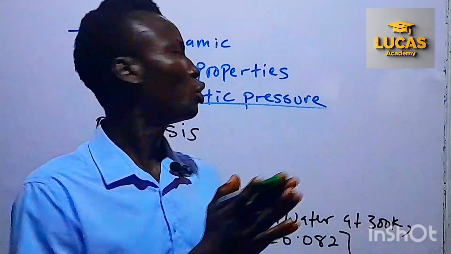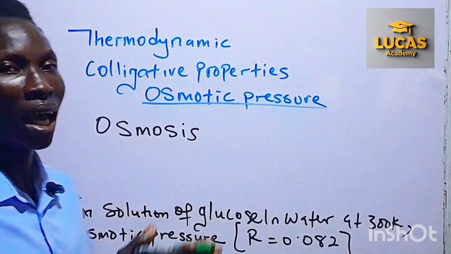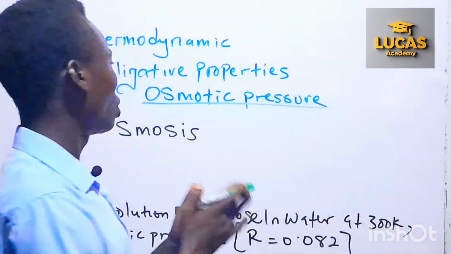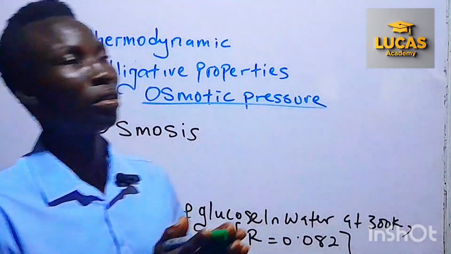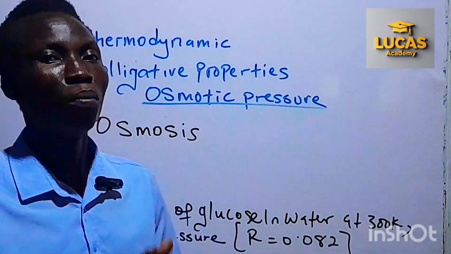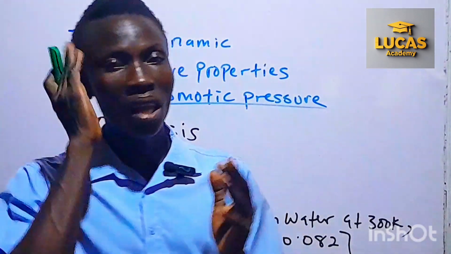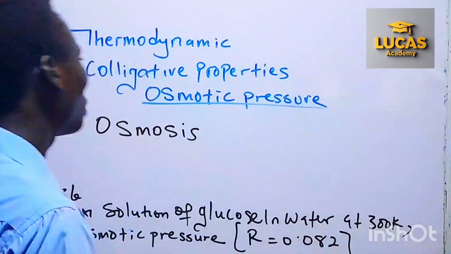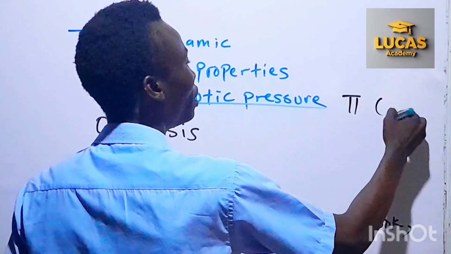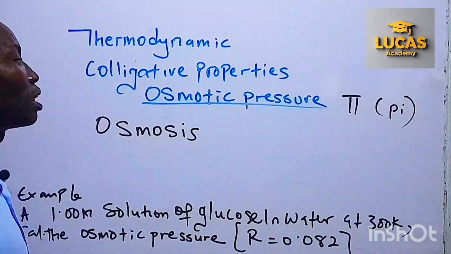Now let's talk about osmotic pressure. Osmotic pressure is the pressure that must be applied to counteract what we call osmosis. The pressure that must be applied to counteract or prevent osmosis is what is referred to as osmotic pressure. It should be noted that osmotic pressure is given by this symbol here. This is the pi symbol. That is the symbol for osmotic pressure.